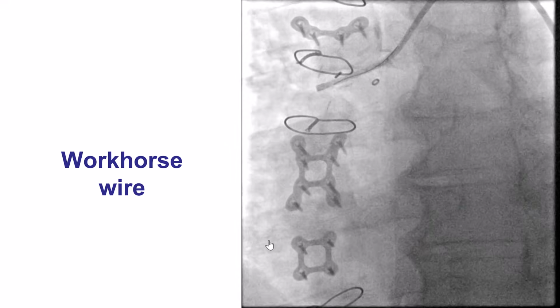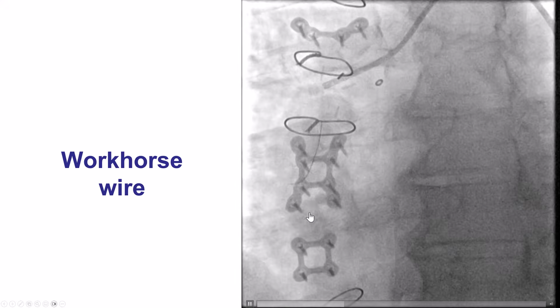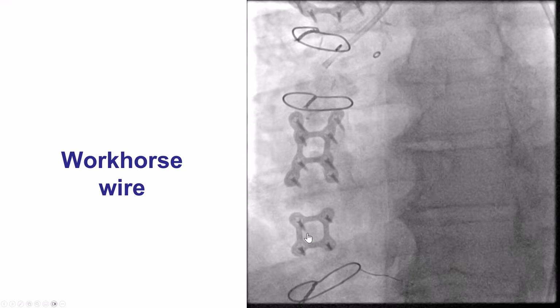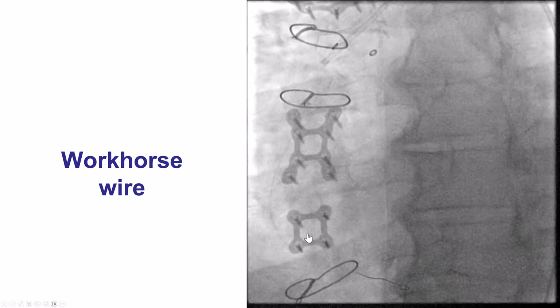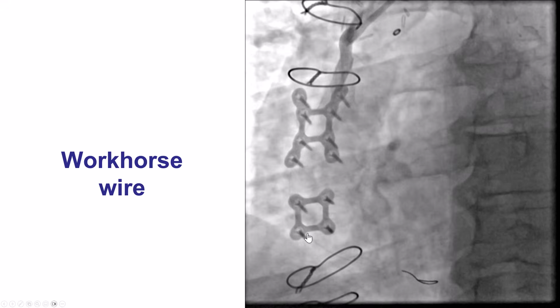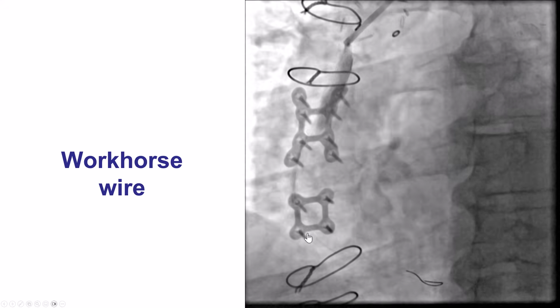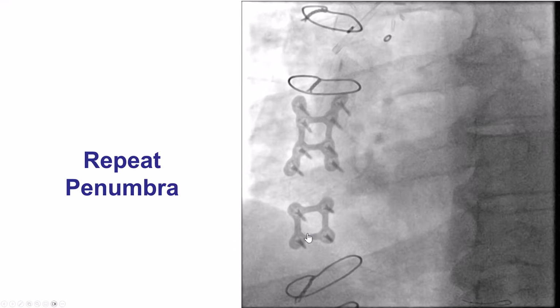We used a multi-purpose guide, and we were able to easily wire through the saphenous vein graft. Then, given the large amount of thrombus, we performed a thrombectomy with a Penumbra device. Unfortunately, despite using thrombectomy, there was not much improvement in flow and the ST segments remained elevated.